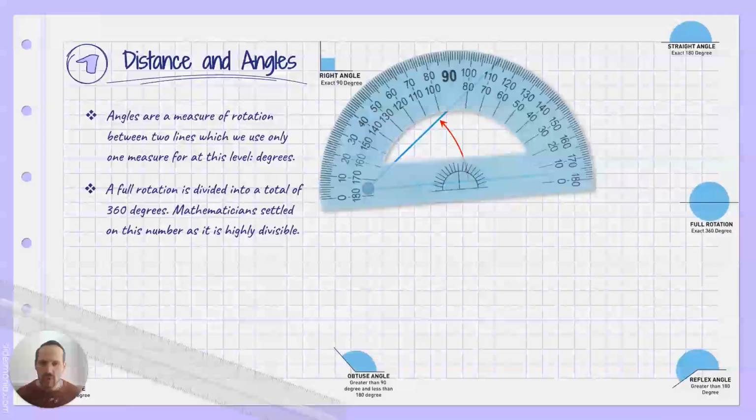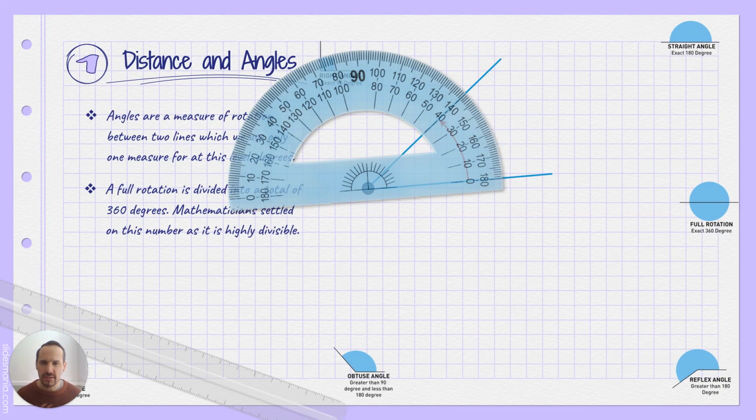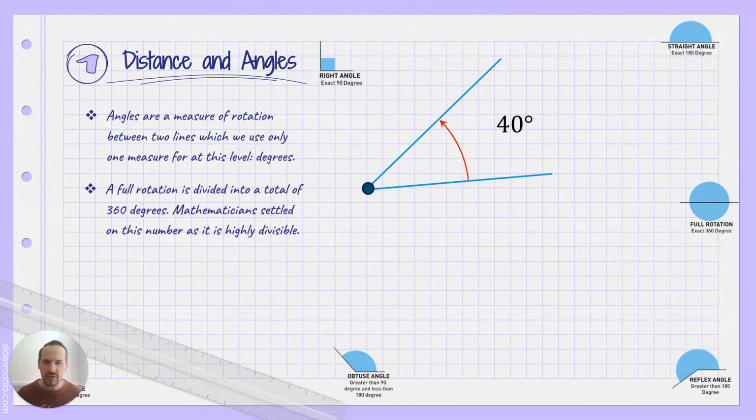We could measure this using a protractor like this, and you can see this one's going to be 40 degrees. We line up the zero with the bottom line, and then we can read round to the top line and see that's 40 degrees. You've got two scales there, whether you're reading the angle one way or the other way, clockwise or counterclockwise. So we get 40 degrees.